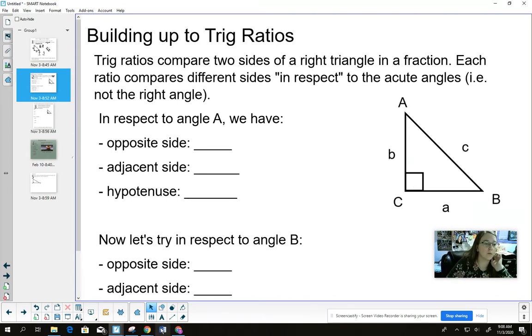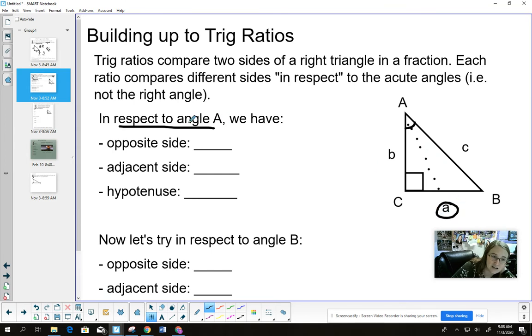So we're going to name our sides with respect to A. We have three sides that we're going to name: the opposite side to A, the adjacent side, which if you guys can recall just means next to, and the hypotenuse. The opposite side with respect to A is going to be through the triangle, across from A. So watch how we go.